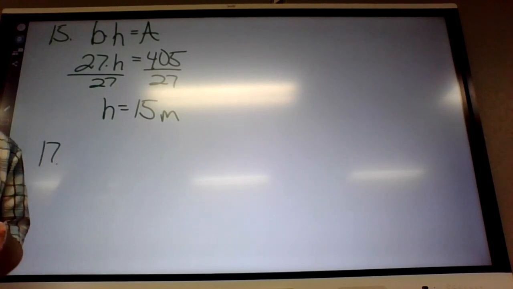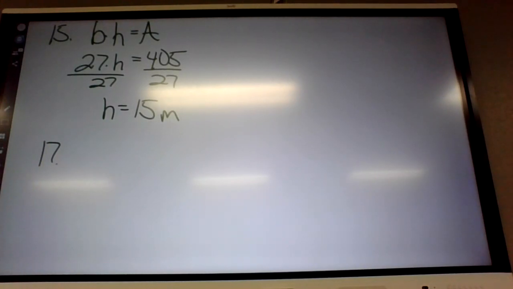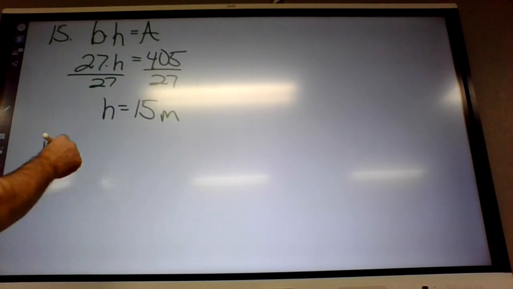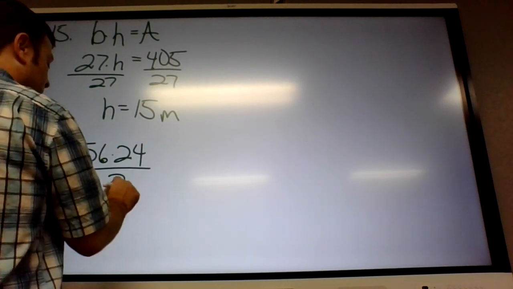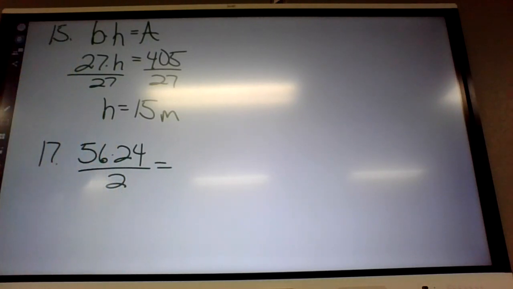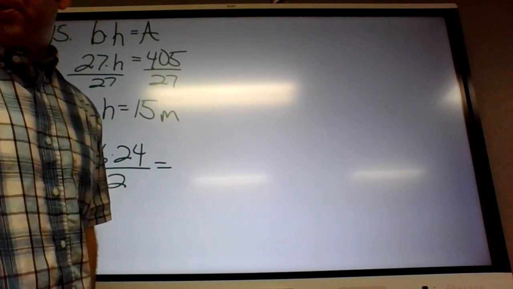All right, 17. So the base is 56. The height is 24 centimeters. So 56 times 24 divided by 2. What does that come out to? 6 centimeters. And this one was centimeters.